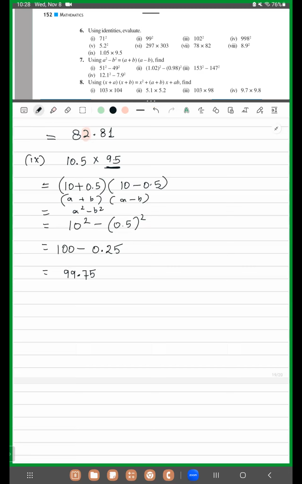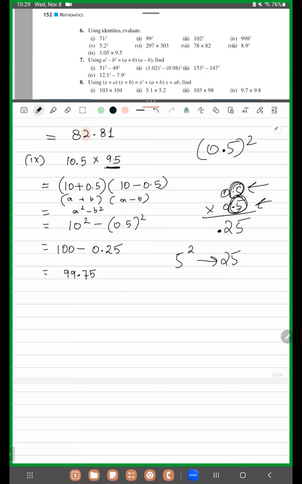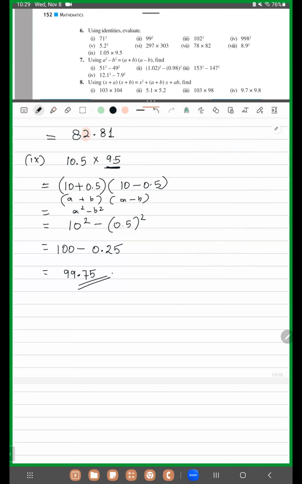What do you mean 0.25? Like, what is 0.5 multiplied by 0.5? First tell me, what is 5 square? 5 square is 25, right? But over here you have one decimal place, so in the square of this number you will have two decimal places, the total number of decimal places in both the numbers. So it will be 25, but with a point, because there are two decimal places. So 0.25. Right, I understand. 99.75. Fine, so this is the sixth question.